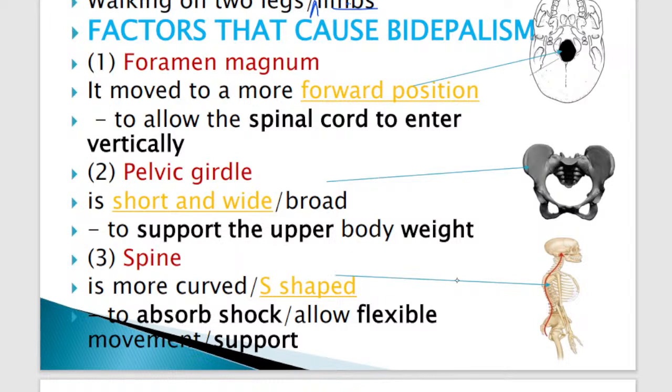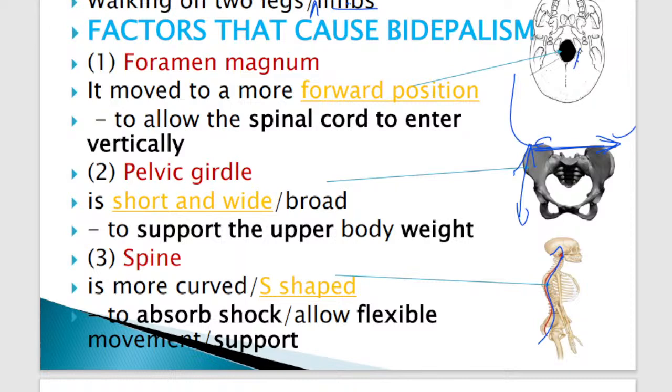So this bent shape you see here, this S shape, is used to act as a what? A shock absorber. Yes. So it is short and wider, short. This is wide, and then this is short. Why? To support what is up here, to support the upper weight.